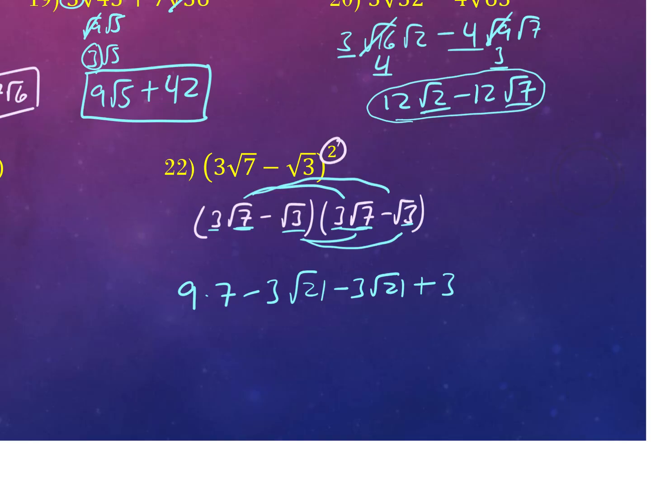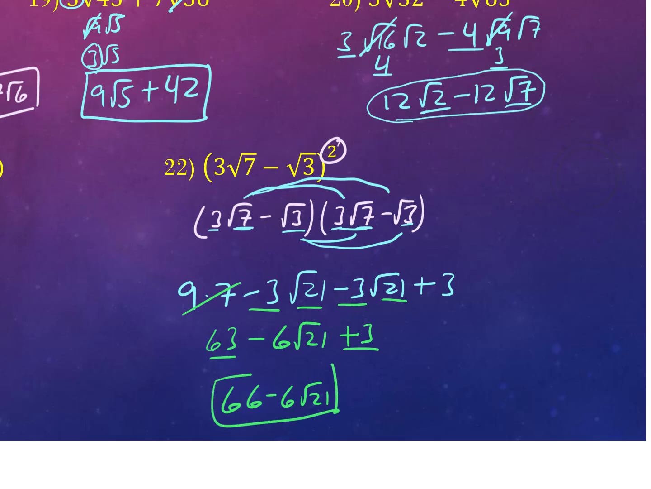All right. Simplifying this more, 9 and 7 is going to get you 63. Negative 3 square root of 21 and negative 3 square root of 21 are going to get you a negative 6 square root of 21. We're allowed to do this because the radicals are the same. All right, and then plus 3. And then I can do 3 plus 63, so 66 minus 6 square root of 21. Nothing more we can do to that. The radical doesn't simplify more. Just leave it like that.